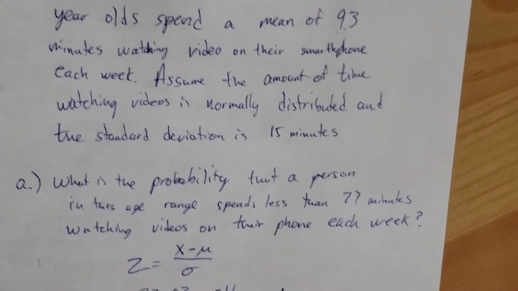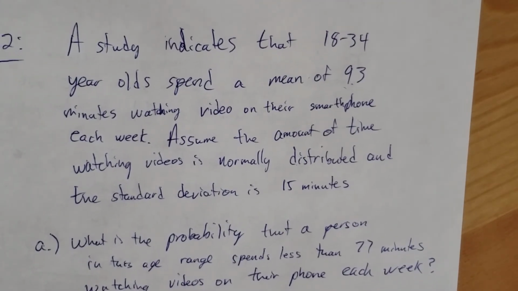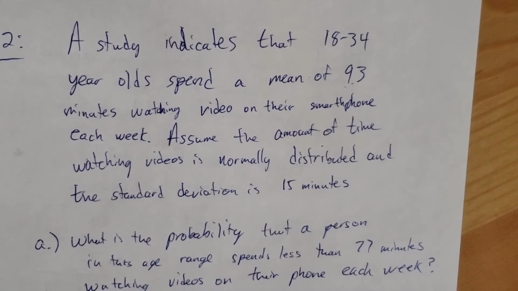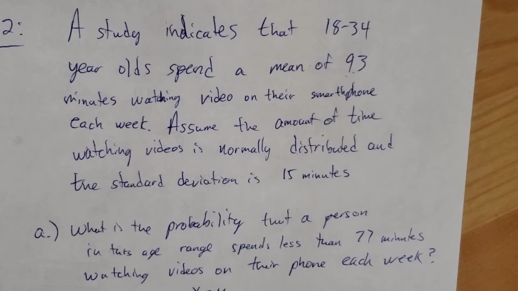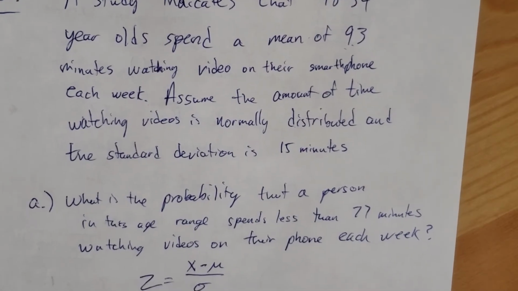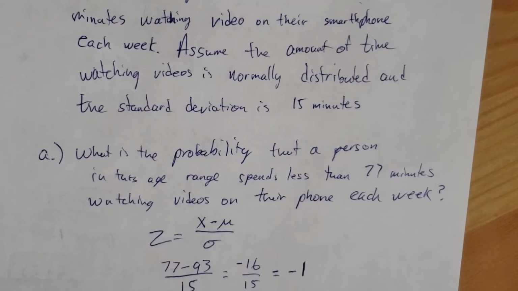And we'll do one more example, but this will be related to a real-world problem. So suppose we have a study that indicates that 18 to 34-year-olds spend a mean time of 93 minutes watching videos on their smartphone each week. Assume that this amount of time watching videos is normally distributed and the standard deviation is 15 minutes. Well, what can we do with that information? When we ask this first question, what is the probability that a person in this age range spends less than 77 minutes watching videos on their phone each week?